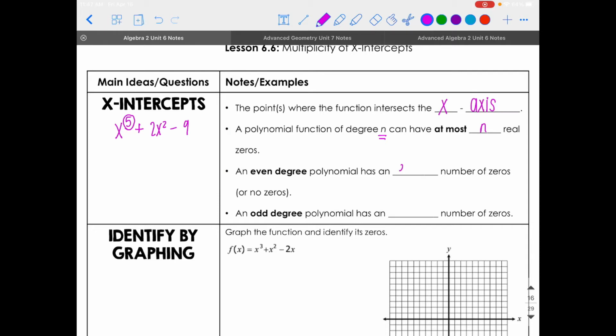Now, anytime the degree is even, it has to have an even number of x-intercepts. So if I have a degree of 4, it could have 4 x-intercepts, 2 x-intercepts, or none. It could not have 3. And this x to the 5th example, it could have 5, 3, or 1. It could not have 2 or 4, and it can't have more than 5. So even degrees have an even number, odd degrees have an odd number.